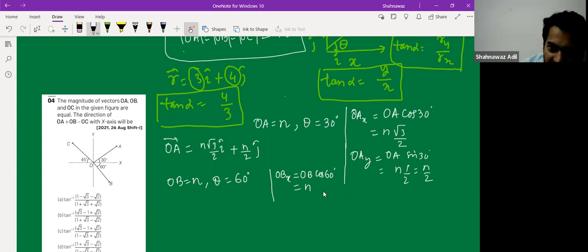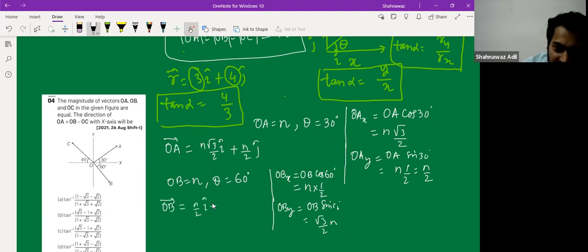So this will be n by 2. And what will be the y component of OB? Step by step, it is OB sine 60. So this is root 3 by 2 n. Okay. So your vector OB will be what? n by 2 i hat plus or minus? Minus. Yes, minus root 3 by 2 n j hat.